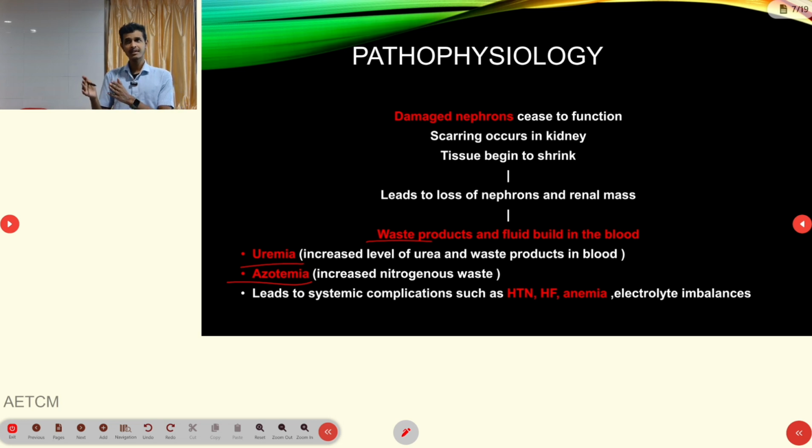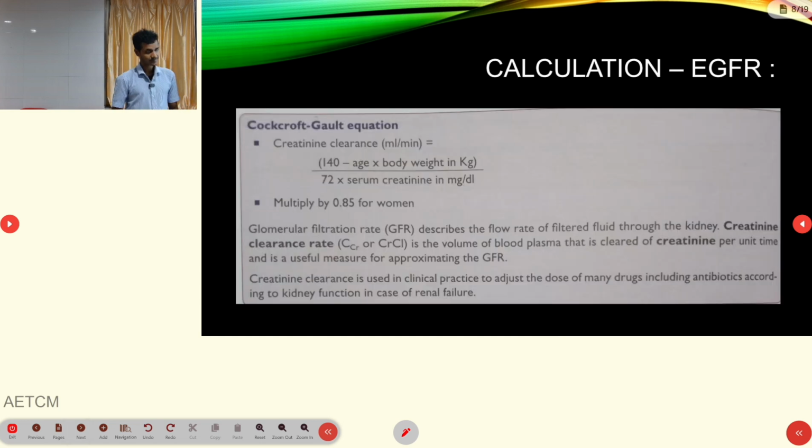So if the kidney is affected, the fluid won't be excreted from your body, it will stagnate in your body itself. Then it can lead to systemic complications like hypertension and heart failure. More specifically, congestive cardiac failure can develop. Anemia can occur, because the kidney produces some protein structures like erythropoietin. If that is affected, anemia can occur. Electrolyte imbalances also can occur.